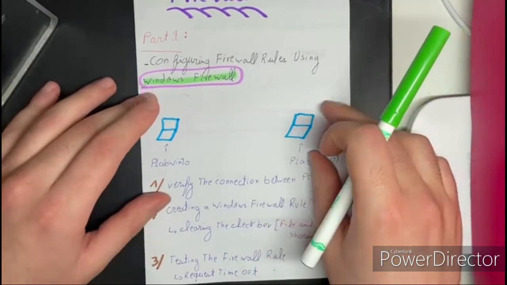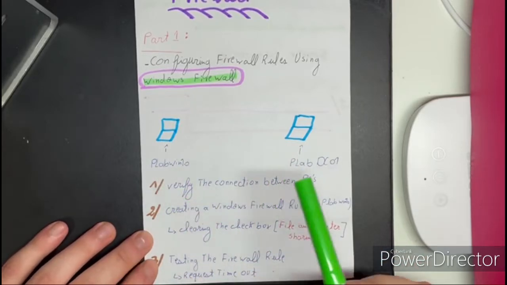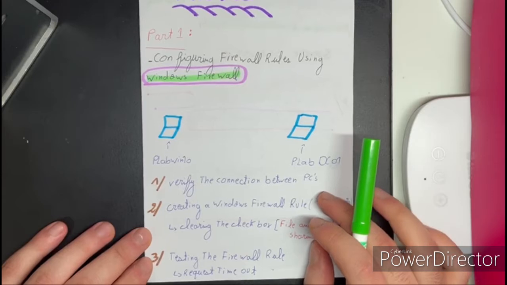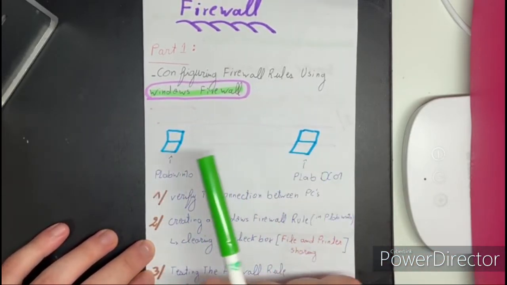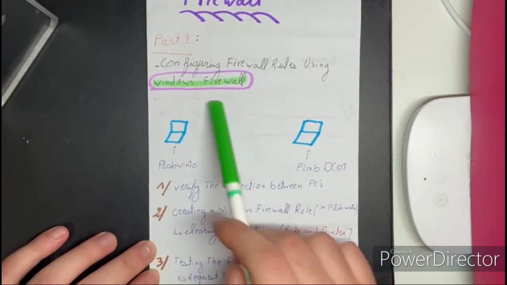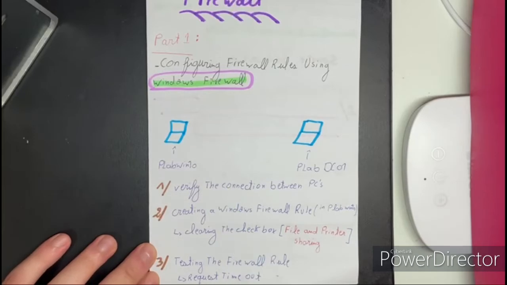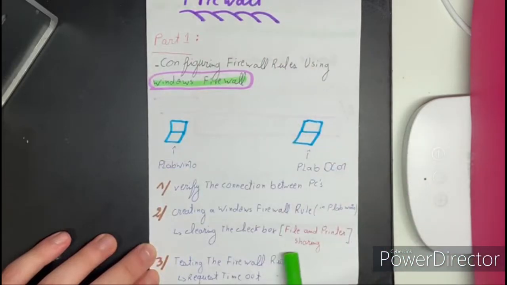Basically that's our scenario. We have 2 computers here, plug Win10 and plug DC01. First of all, I will make sure that the connection is established between these 2 devices. Then, because our aim is to implement the firewall within this computer, all I have to do is clear the checkbox called file and printer sharing. That's all.